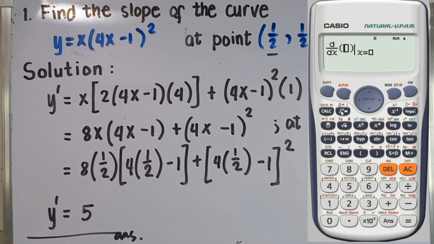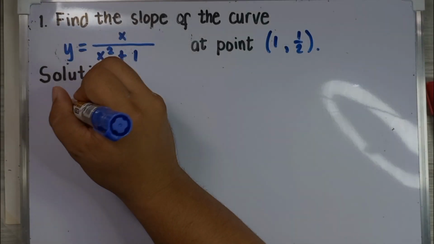Now, let's solve this one using the calculator too. Input the function x times the quantity of 4x minus 1 squared, and input the value of x as 1/2. Press equals and you'll get the same answer, which is 5. Let's go to our next problem.